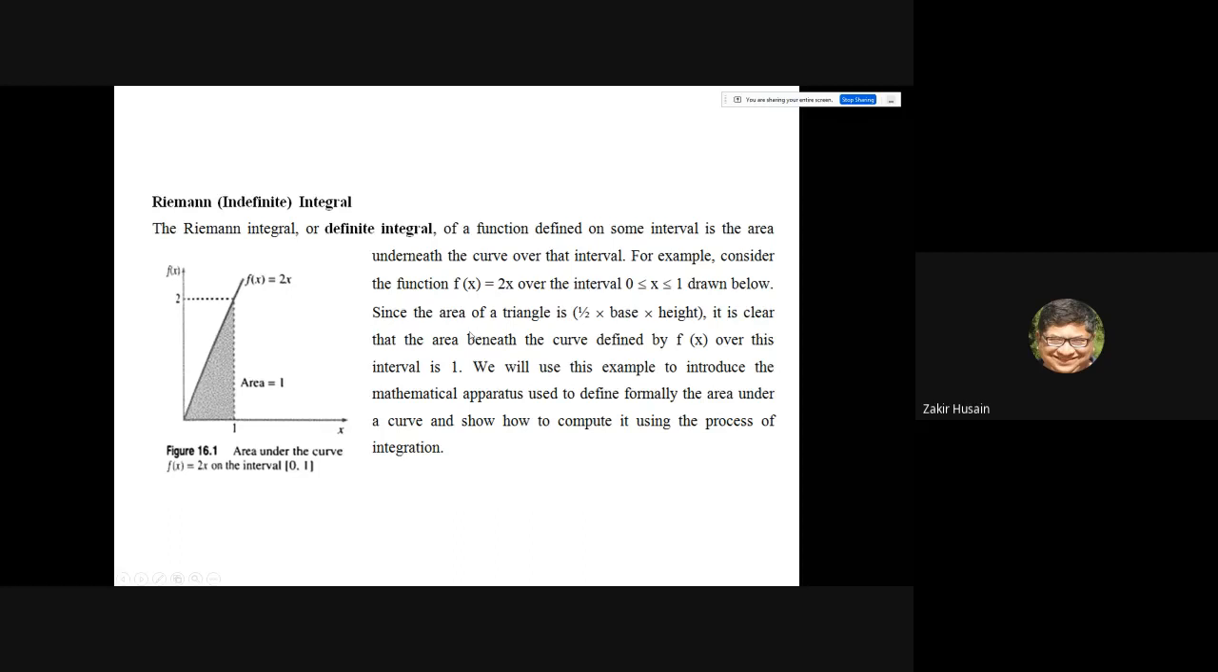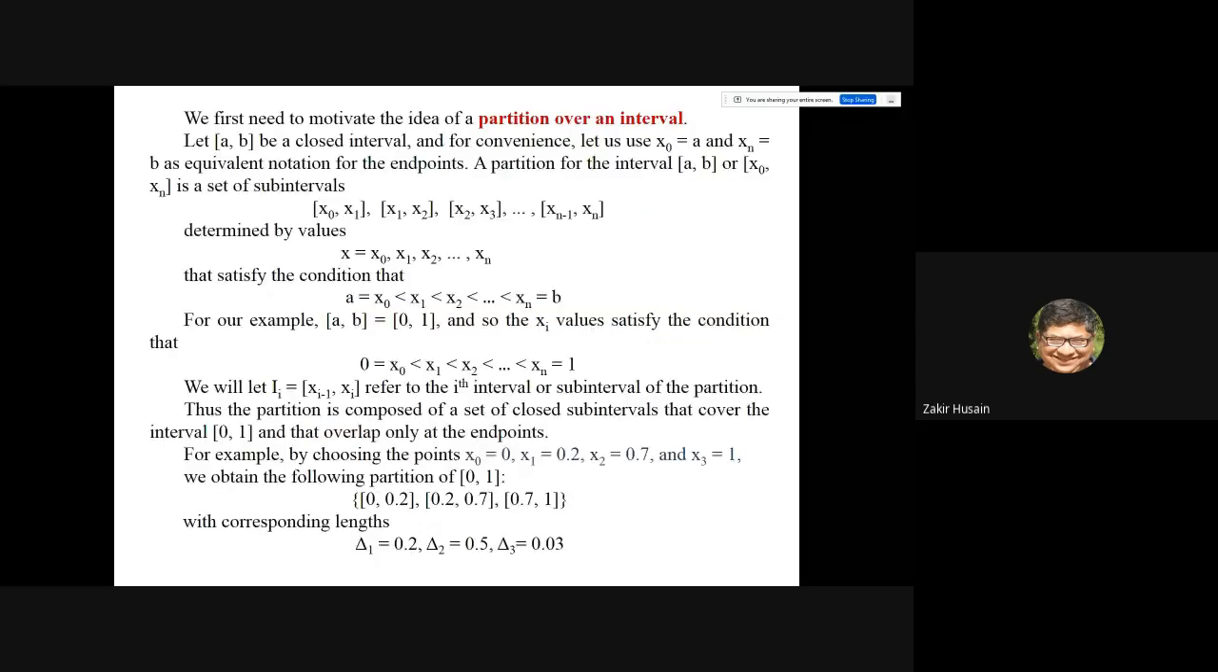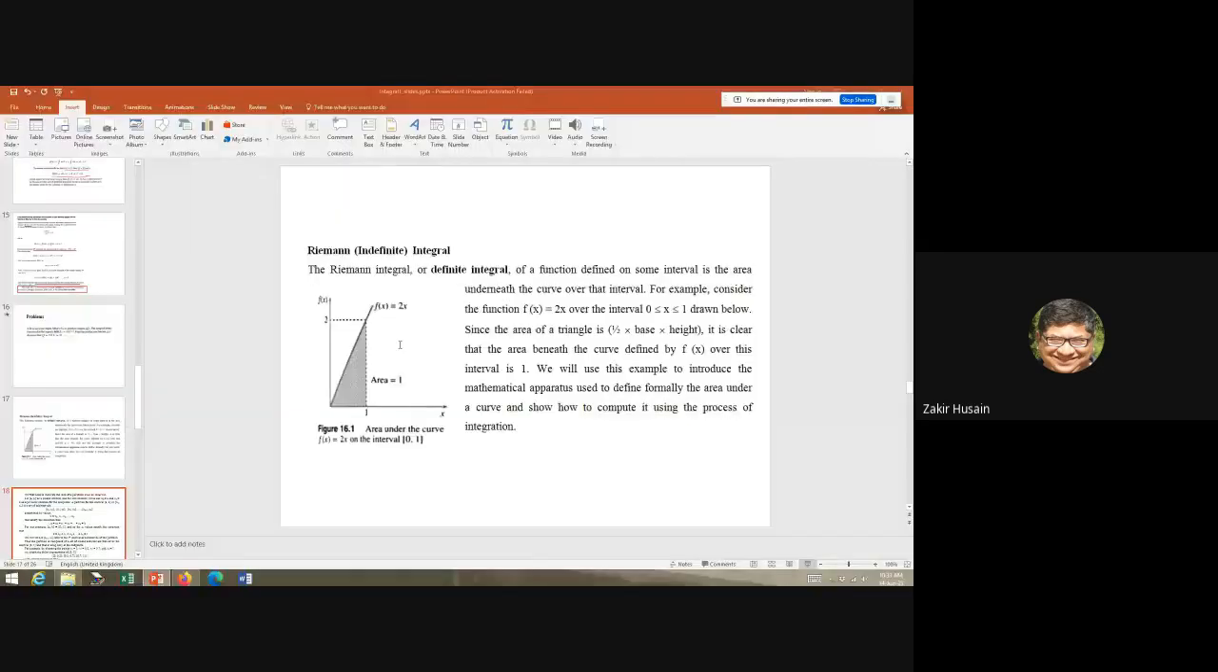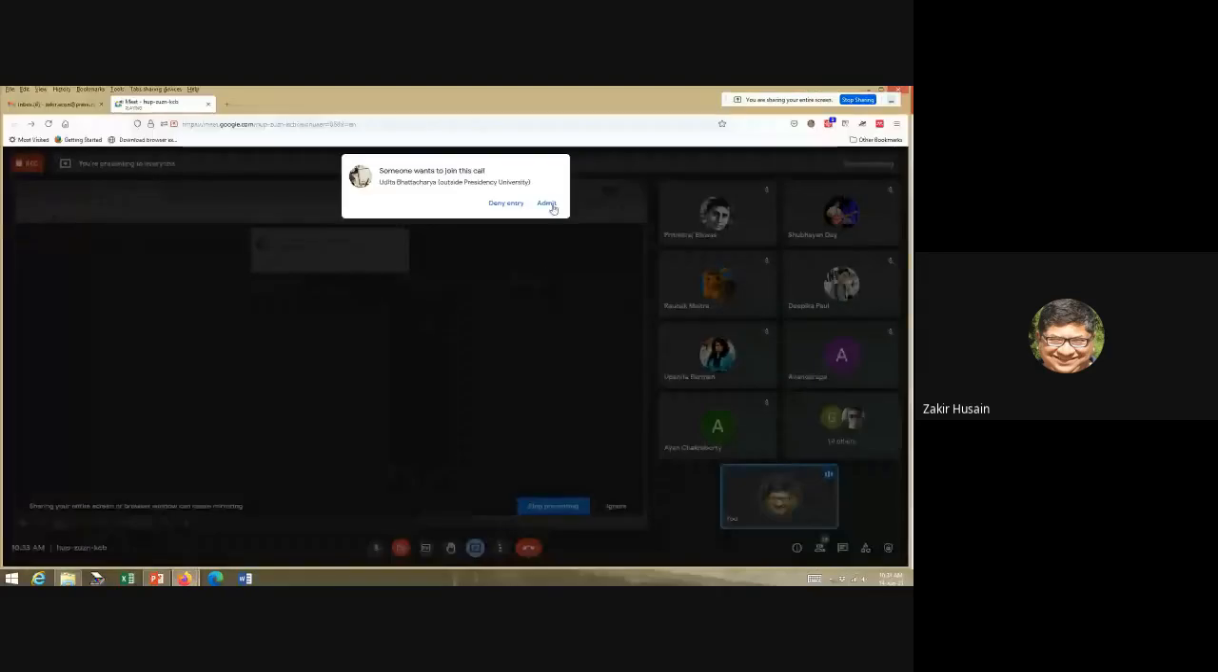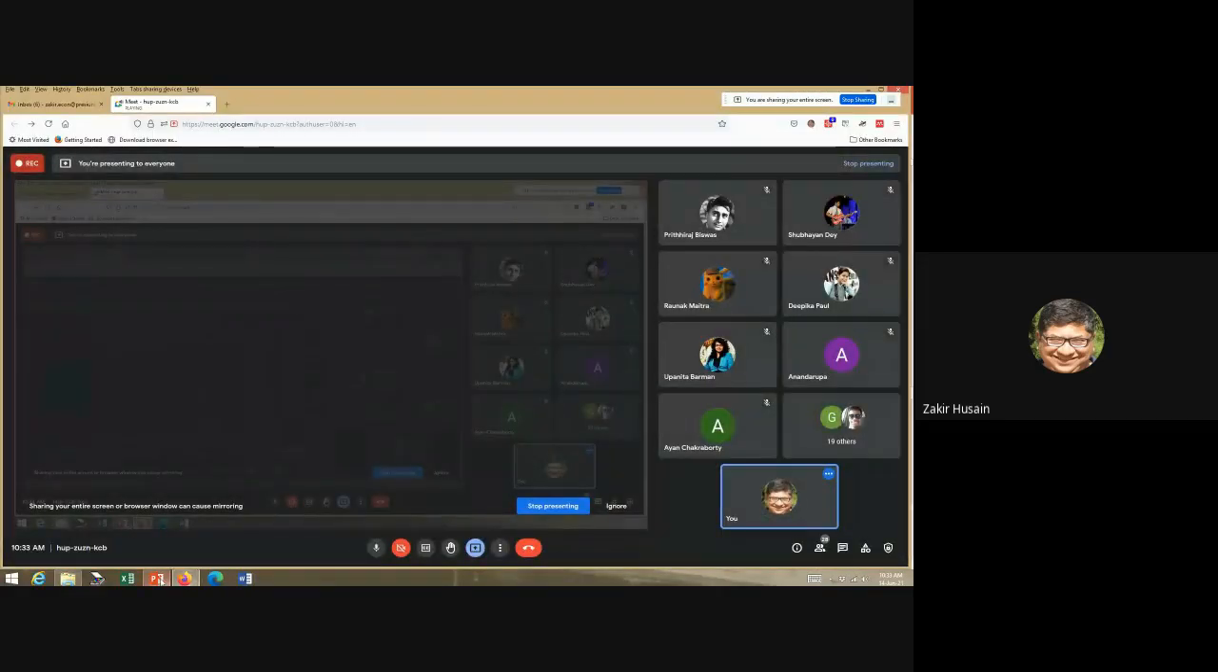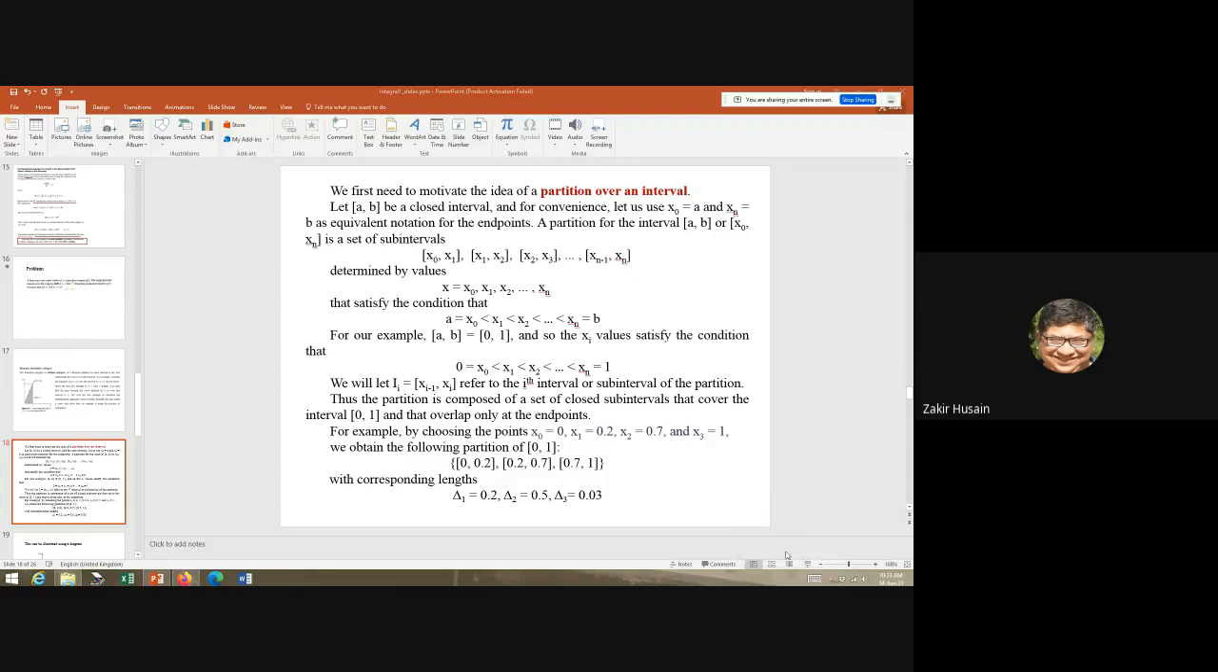Okay, so here it is very easy because we are using a linear function. But if we have a nonlinear function, then it becomes a little. Have you done the Riemann integral, by the way? No, sir. Achha. Okay.